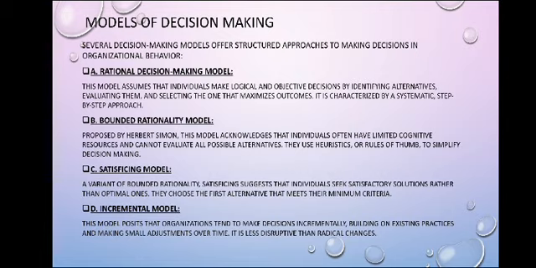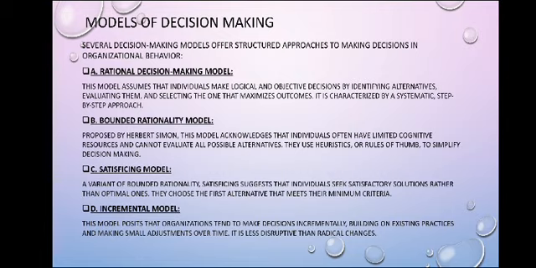Secondly, we have the bounded rationality model. Proposed by Herbert Simon, this model acknowledges that individuals often have limited cognitive resources and cannot evaluate all possible alternatives. They use heuristics or rules of thumb to simplify decision making. Satisficing model. A variant of bounded rationality, satisficing suggests that individuals seek satisfactory solutions rather than optimal ones. They choose the first alternative that meets their minimum criteria.